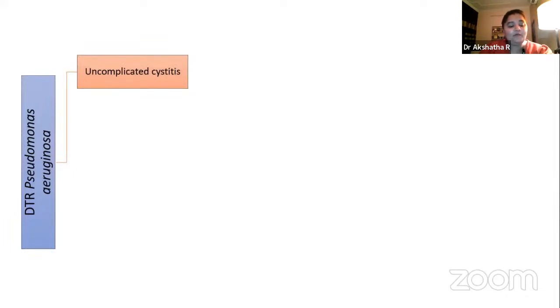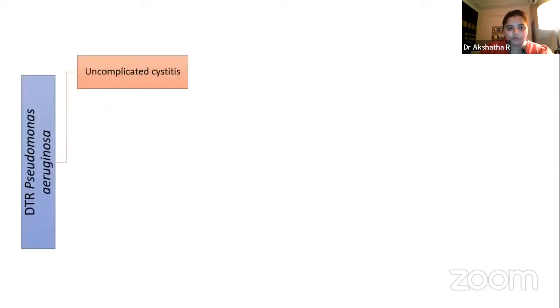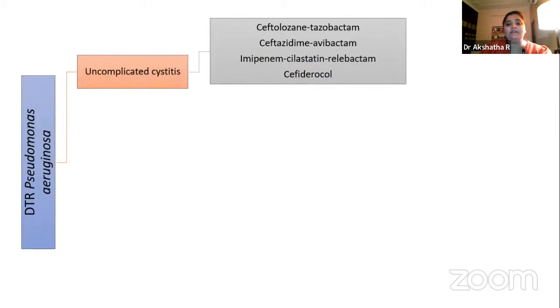So coming to the treatment of DTR Pseudomonas aeruginosa. Recapitulating, difficult to treat resistance in Pseudomonas aeruginosa is defined as resistance to all of your lower beta lactams like ceftazidime, cefepime, piptaz, carbapenems, as well as fluoroquinolones. So in uncomplicated cystitis, the newer BLBLI, ceftolozane-tazobactam, is preferred in Pseudomonas aeruginosa.